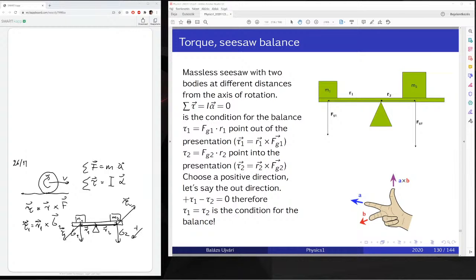And what is the condition for the balance? The sum of the tau, means tau 1 with plus sign minus tau 2, and balance means the alpha is 0. So that means the tau 1 has to equal tau 2.